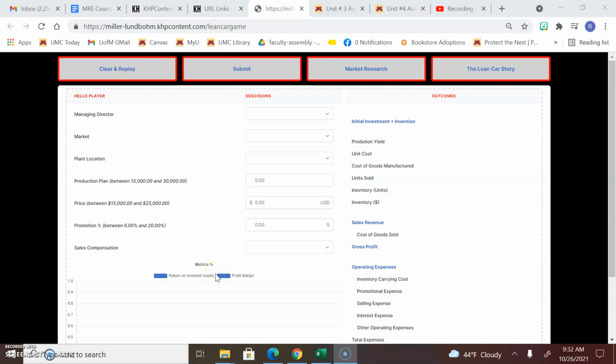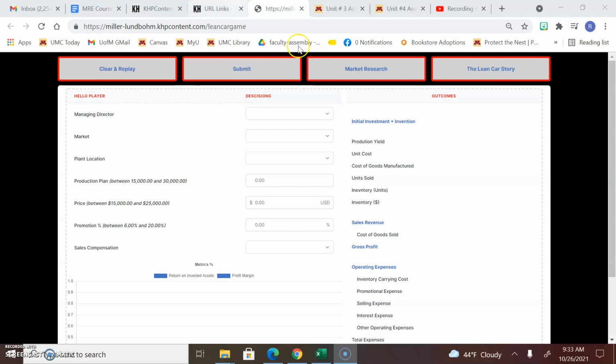In this tutorial, I'm going to give you an overview of the lean car case study and corresponding simulation. In the lean car case study, you're creating a new car called the lean car. It's a smaller car, it gets great gas mileage, and is a relatively inexpensive vehicle. So you have some decisions to make.